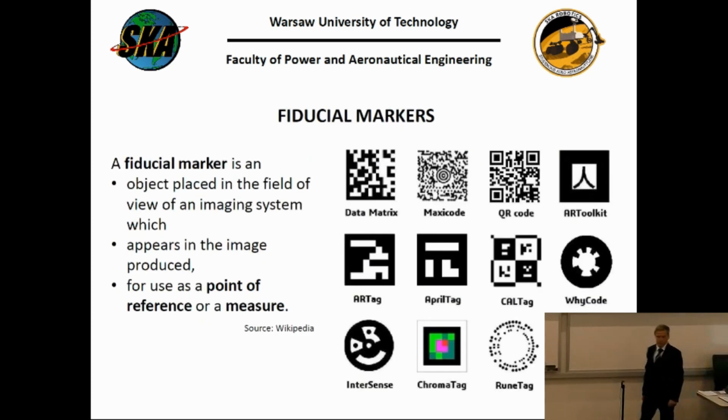So, fiducial markers are objects placed in the field of view of an imaging system that are visible in the image and can be used as a point of reference or a measure. So, for example, thanks to them, we are able to calculate the position and orientation of the camera relative to the markers, or of objects that are labeled with such markers, and vice versa. And what is more, we are able to compute the approximate distance between the camera and such markers.